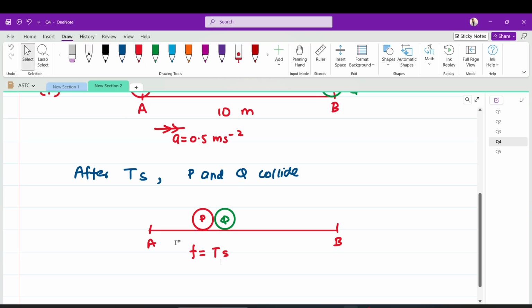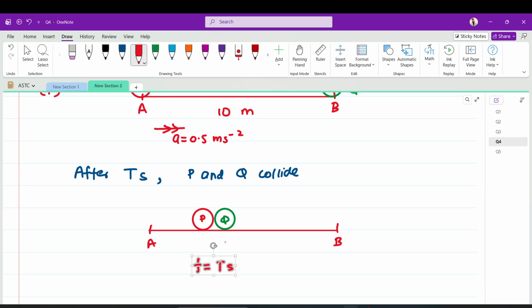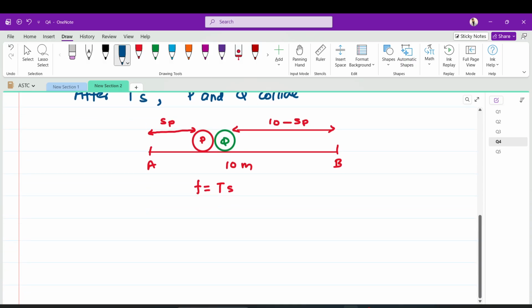What else is known to us? The distance between A and B is 10 meters. Something we can see from the diagram is that if the distance traveled by P is SP, then the distance traveled by Q should be 10 minus SP, because the total distance is 10. Keeping this in mind, let's write the data that's given to us.